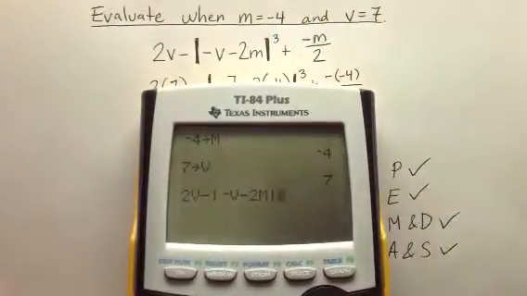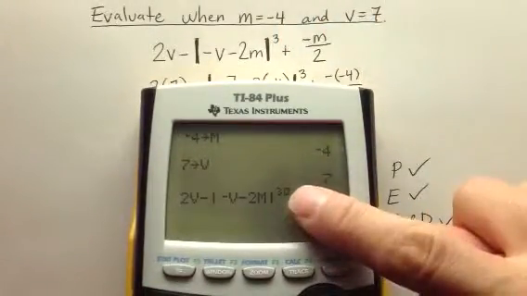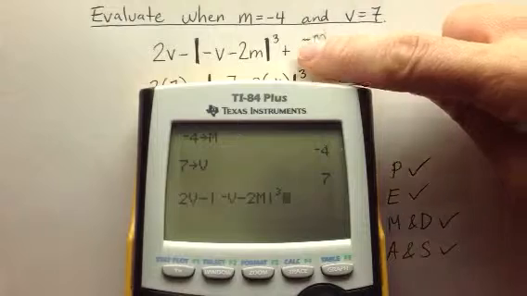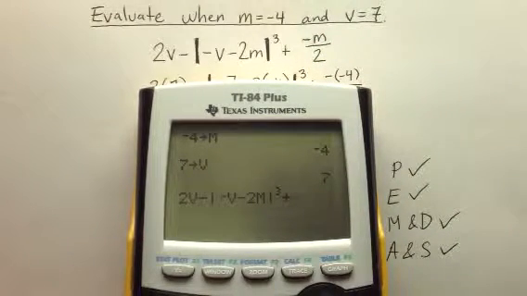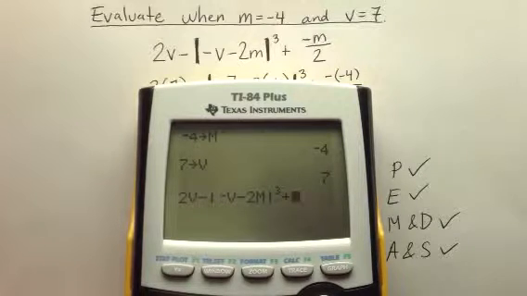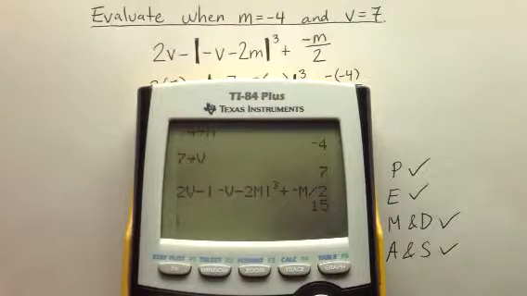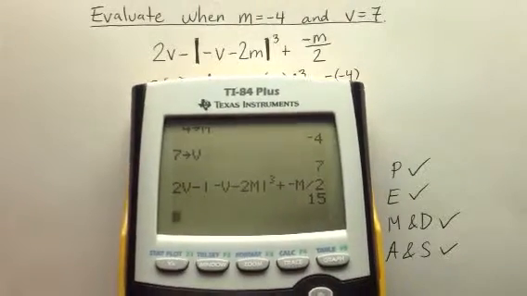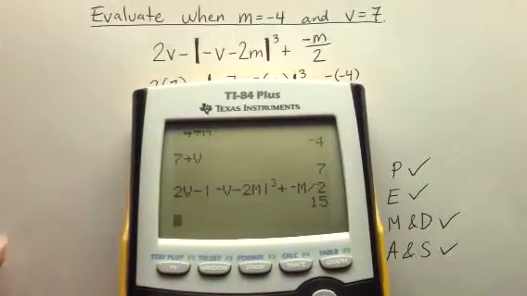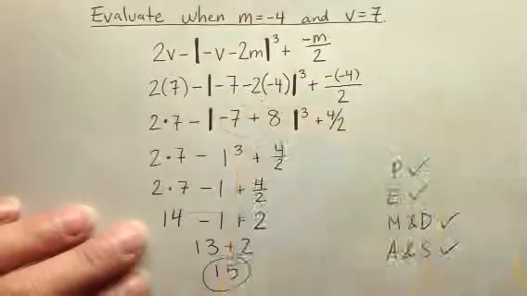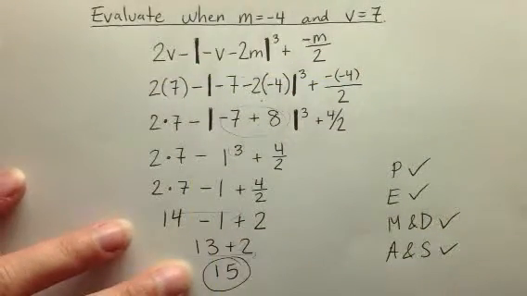To the third power, okay, get out of my exponent, plus, okay, negative m divided by 2. Enter. 15. So I got the same thing. I feel very confident about my answer. My calculator and my by-hand work were in agreement.